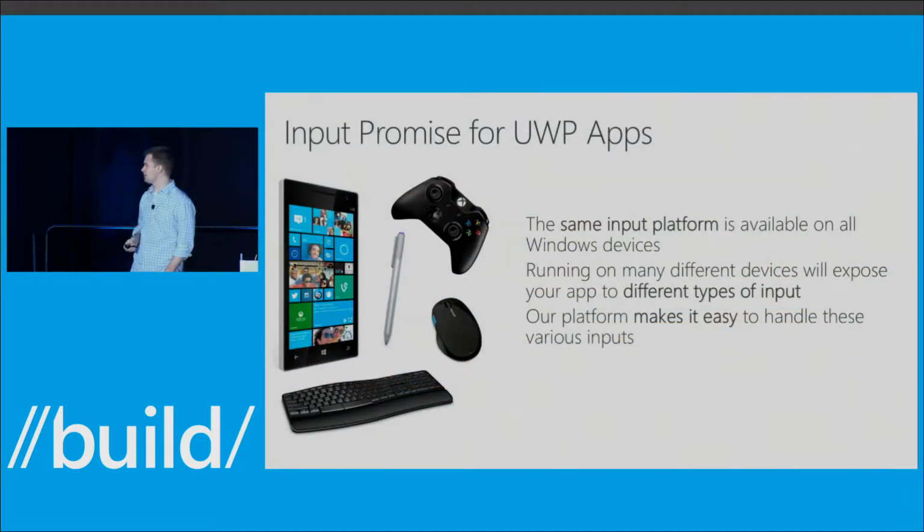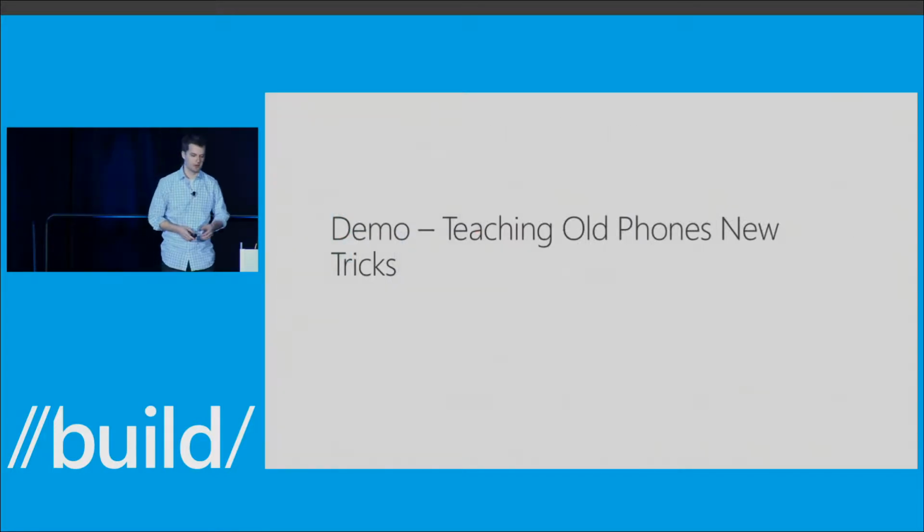So how does the Input platform help you here? The Input platform's promise is similar to the Universal Windows Platform's promise: the same Input platform is available to you on all of these devices. But the corollary is that there are a lot of different inputs your app will be exposed to as it runs on that breadth of hardware. Our promise is that the Input platform makes it easy to handle all of these inputs and lets you build the app that you envision. I'll add, I think the apps that will do best on the store will be the apps that best handle that breadth of hardware they'll end up running on. It's an easy way to differentiate your app from others. So let's do a quick demo.